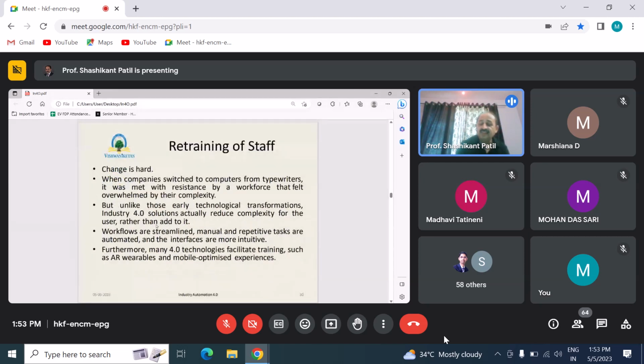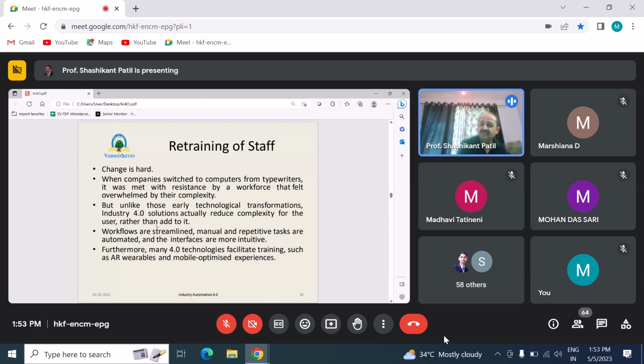Then the most important factor is retaining of staff. So if you are transitioning from 3.0 to 4.0, we people are very rigid, we are very reluctant, we don't want to think out of the box. We are always reluctant toward the system. We want to follow the traditional and conventional systems. So change is very hard and change is very painful also.